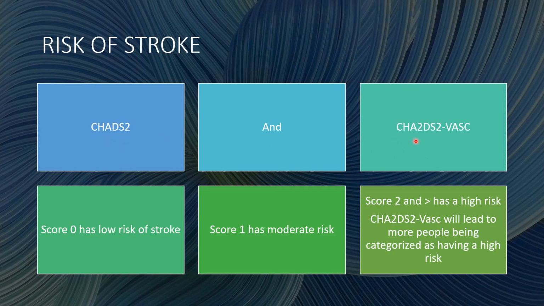So CHADS2 and CHA2DS2-VASc, if you've used either, when the score is 0, then there's low risk of stroke. But when the score is 1, that means the individual has moderate risk of stroke. When the score is 2 or greater, the individual has a high risk of stroke. But CHA2DS2-VASc, this one, will lead to more people being categorized as having a high risk of stroke. Well, to me, that should be an advantage to be able to keep an eye on them more and help them more than for us to think that they have 1 or less than 1.